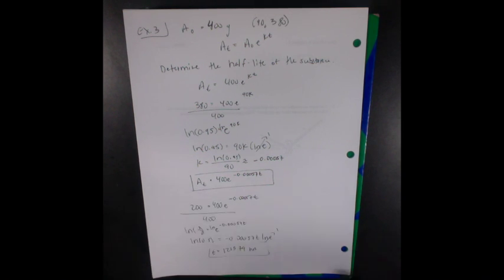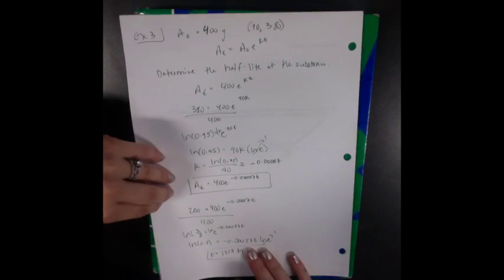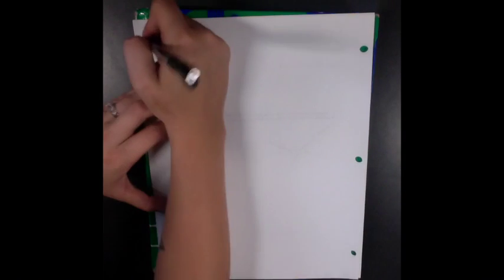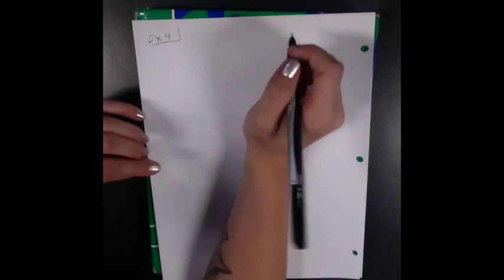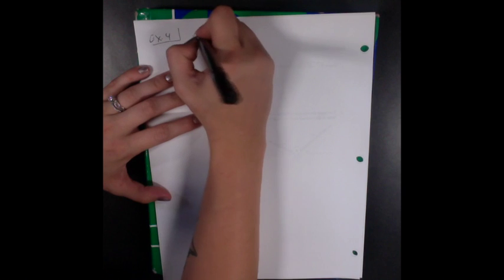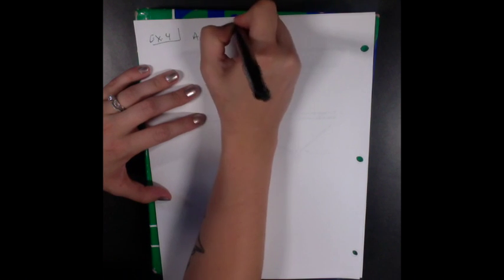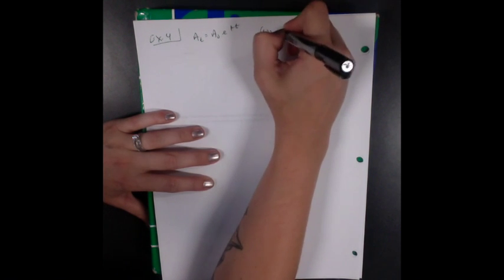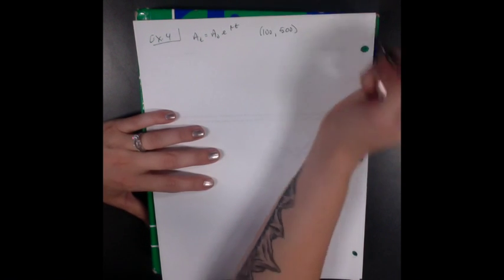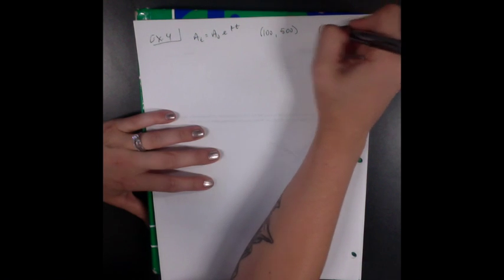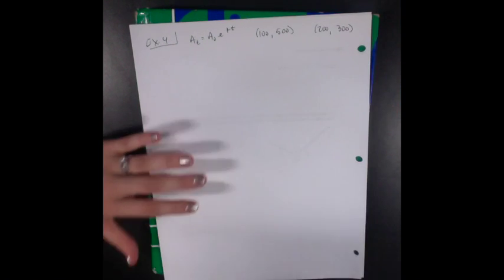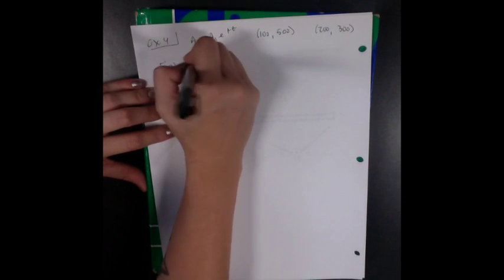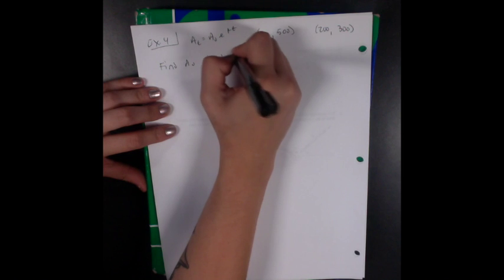All right, let's do just one more example. Example 4, a radioactive substance decays exponentially. So here is our formula. After 100 years, 500 grams is left, and after 200 years, 300 grams remains. Find the initial amount and find the half-life.